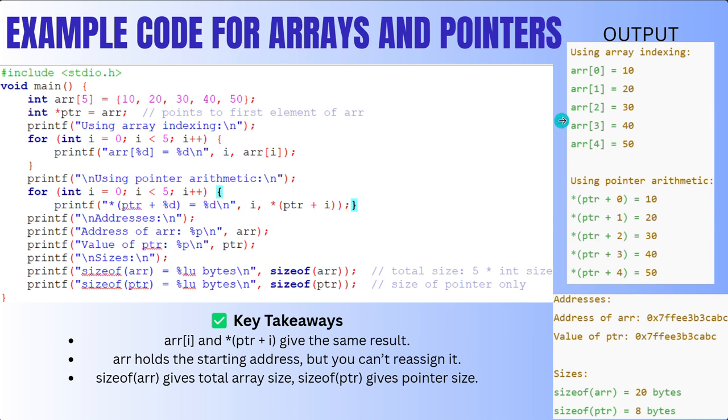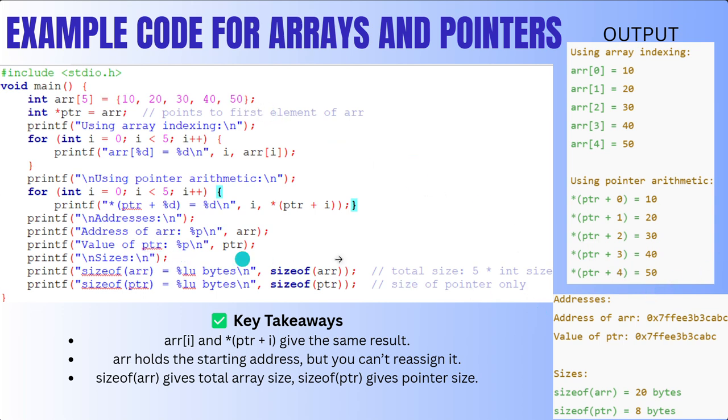So now the output is, for the first loop we are getting ARR of 0 equals 10, ARR of 1 equals 20, ARR of 2 equals 30, ARR of 3 equals 40, ARR of 4 equals 50. Using pointer arithmetic in this loop, we are using PTR plus 0 equals 10, PTR plus 1 equals 20, PTR plus 2 equals 30, PTR plus 3 equals 40, PTR plus 4 equals 50.